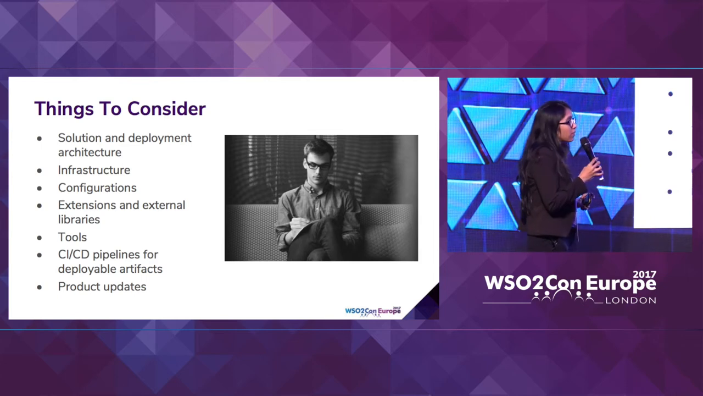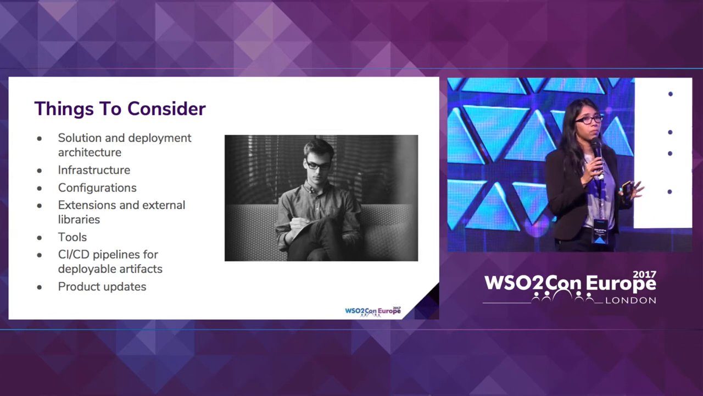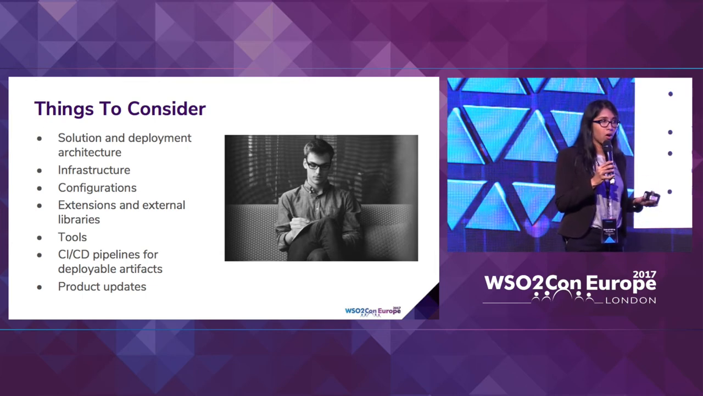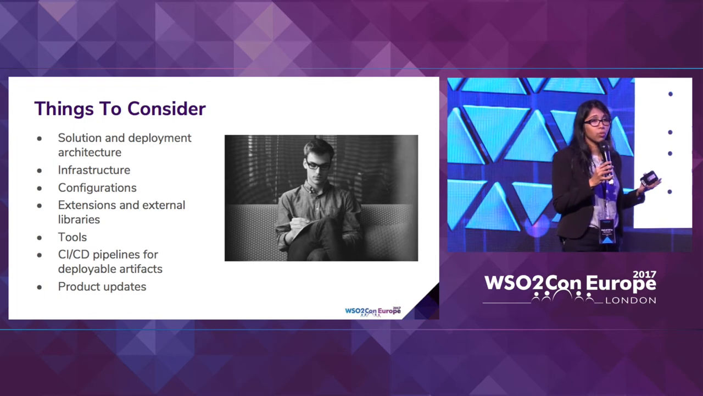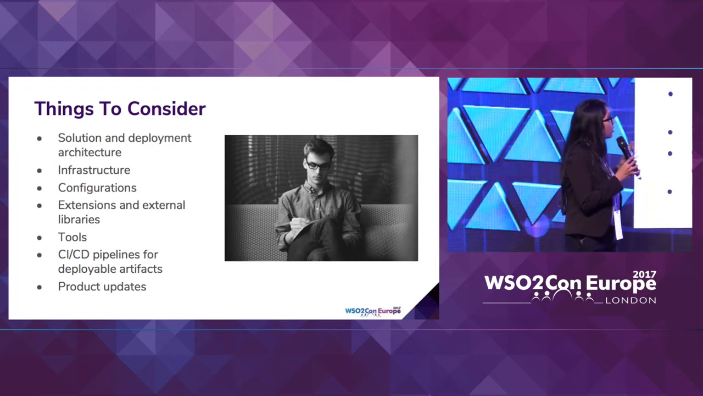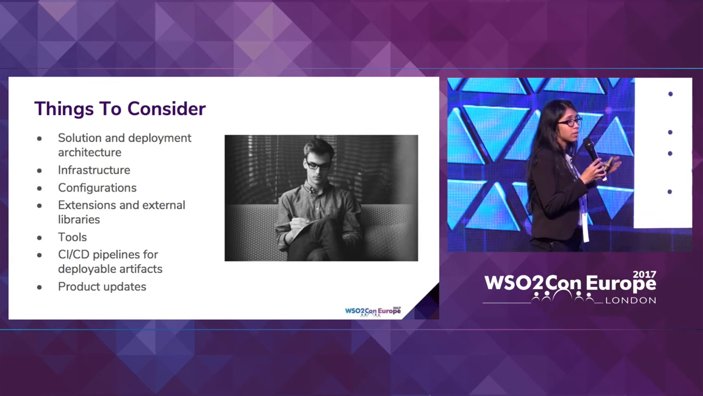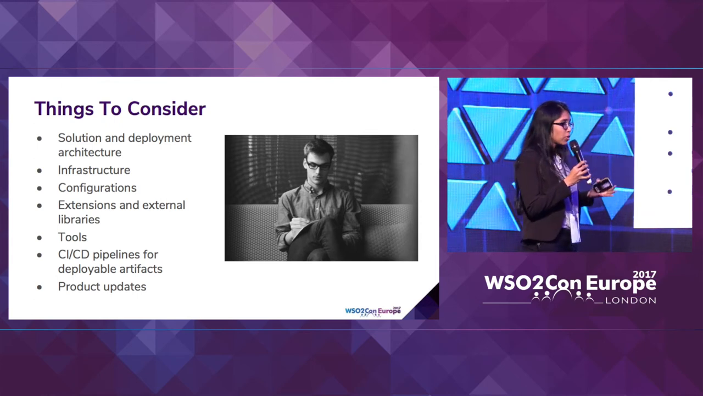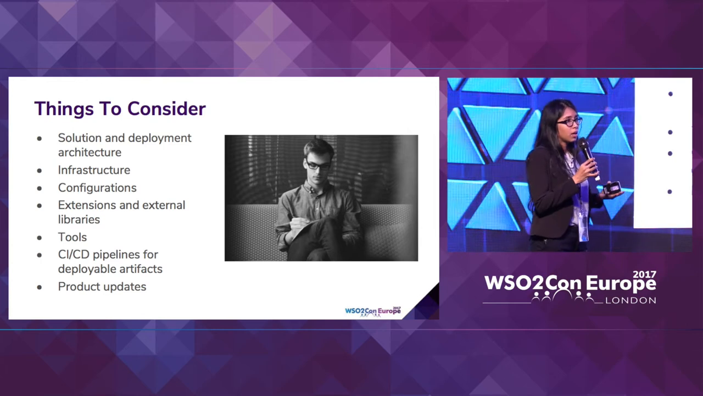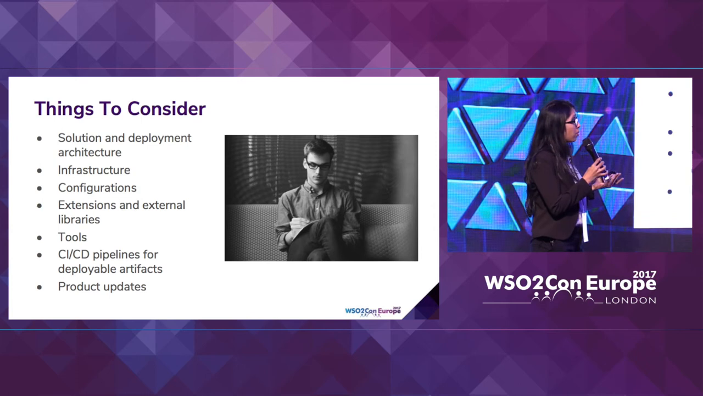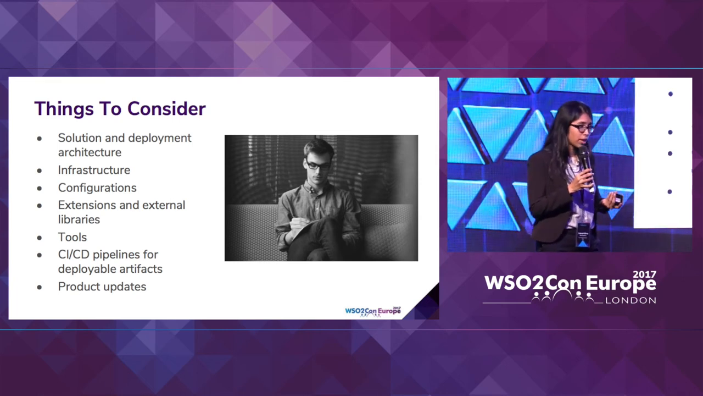And then you need to look at the infrastructure. So WSO2 products can be deployed on physical machines, on virtual machines, and on containers. So this is also important to know, so that when you're deploying, you need to consider that aspect. Then configuration. So WSO2 products have to be configured in certain ways. So that information also is important because if you want to use a configuration management tool, you need to know about it.